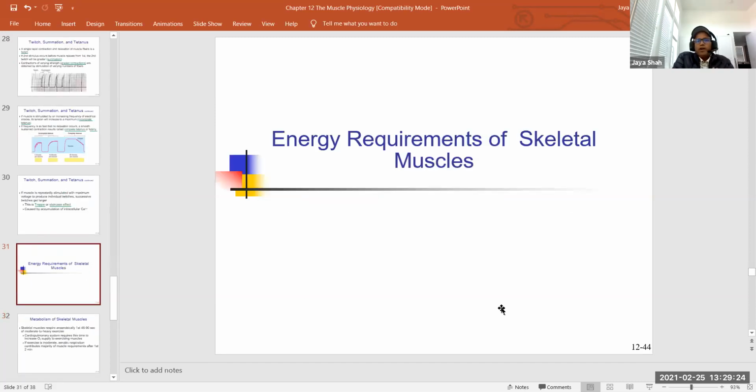Okay, now energy requirement for skeletal muscles. So before we go into detail, what are the sources of energy for exercise or skeletal muscle contraction? ATP. Where do you get that ATP from? Mitochondria. Where do mitochondria get that from? Food. What kind of food? Sugars, carbohydrates, protein, fat, anything else?